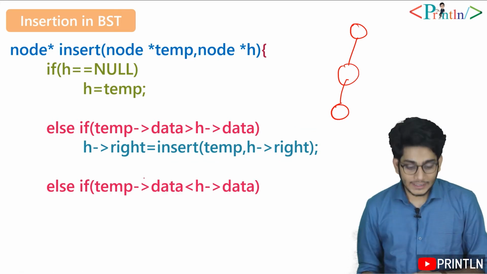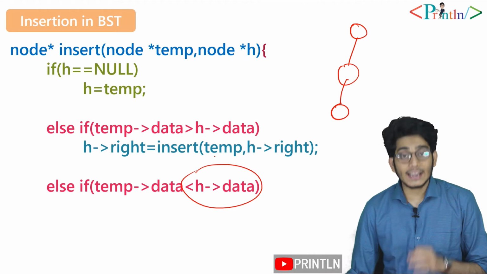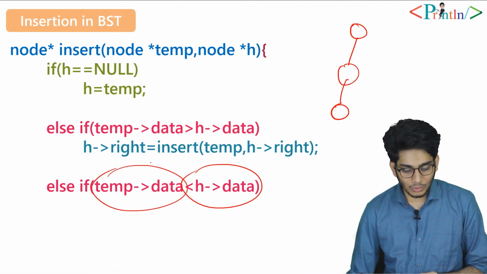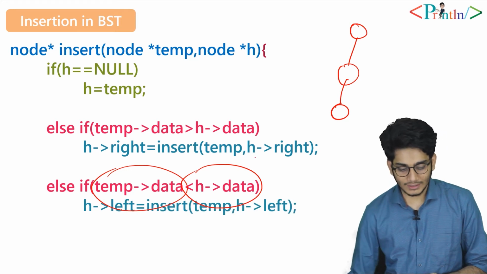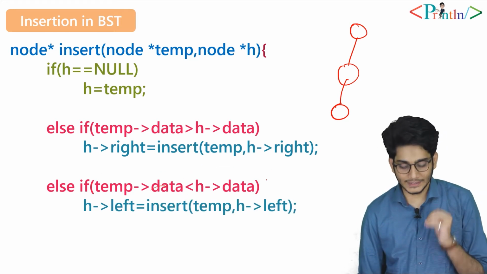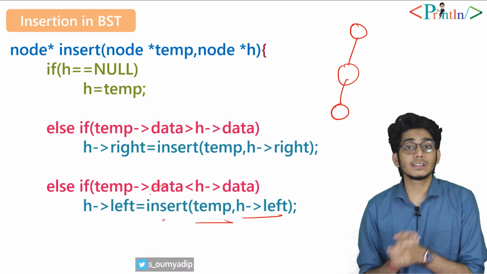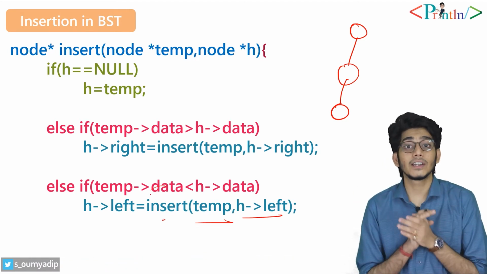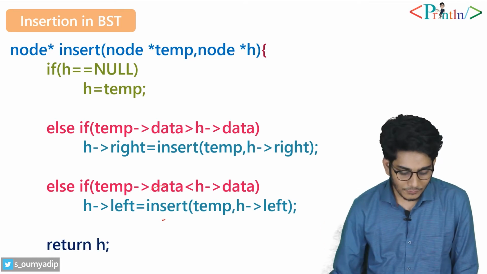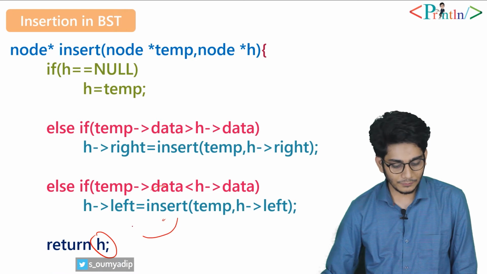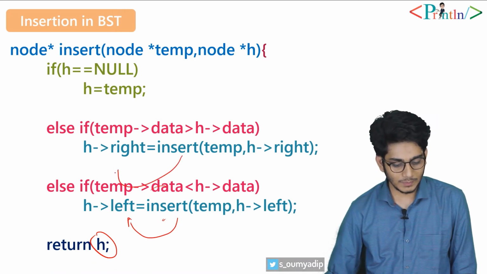And what will be the else if condition? It means the data is less than the node's data. So we'll simply pass the left subtree and the temp into the function. Whatever value it returns, it will store at the left subtree of that node. At last we'll simply return h. So whatever it returns will be stored over here or over here.